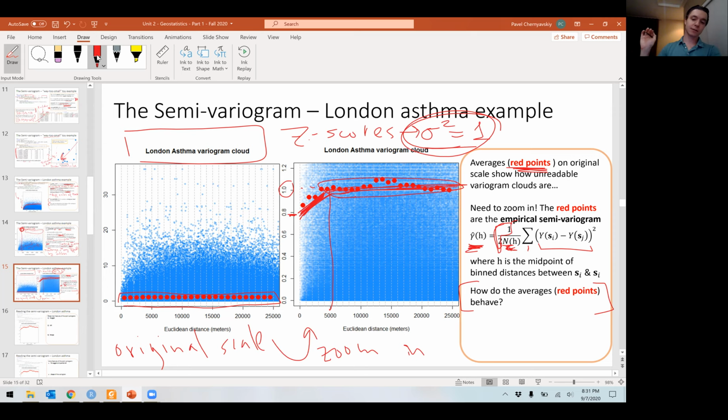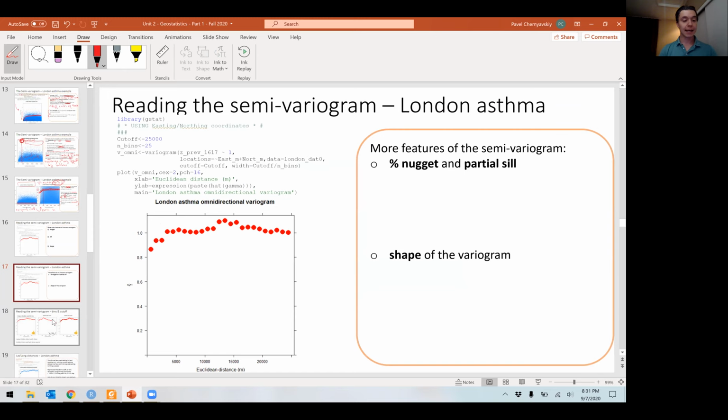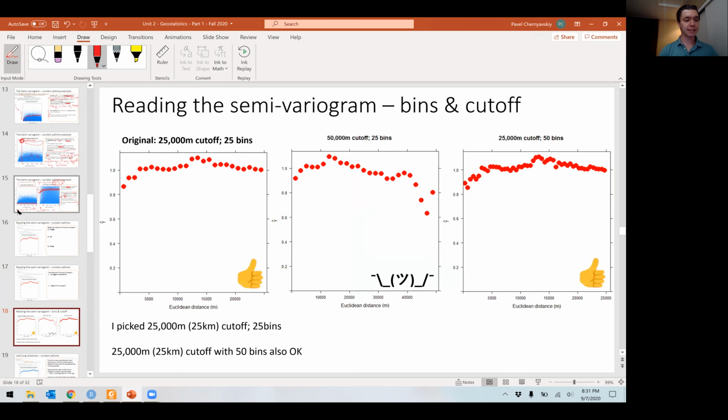I know this was a lot of material here. Next time, we will learn how to read the features of the variogram and play around with the cutoff and the number of bins, but I will quit while I'm ahead for now.